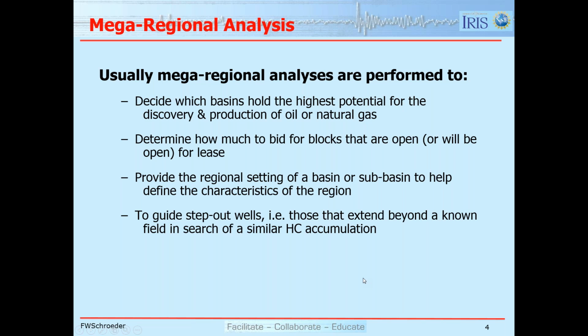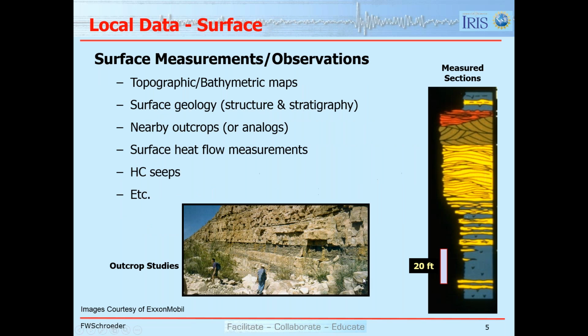And if we have a field that is in production, we may want to drill what are called step-out wells. Those would be wells nearby within, say, 10 or 15 miles that might have a similar set of conditions so that there may be some undiscovered hydrocarbon near our producing field.